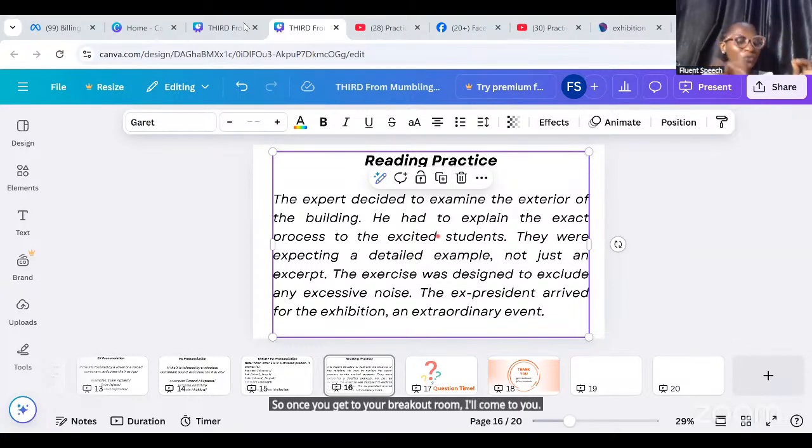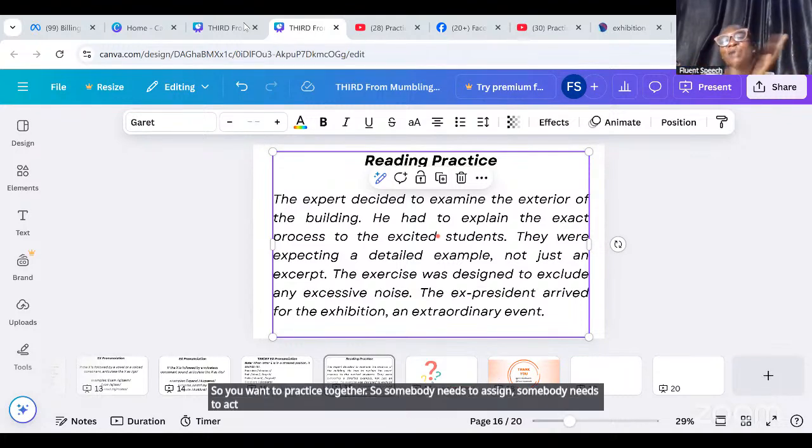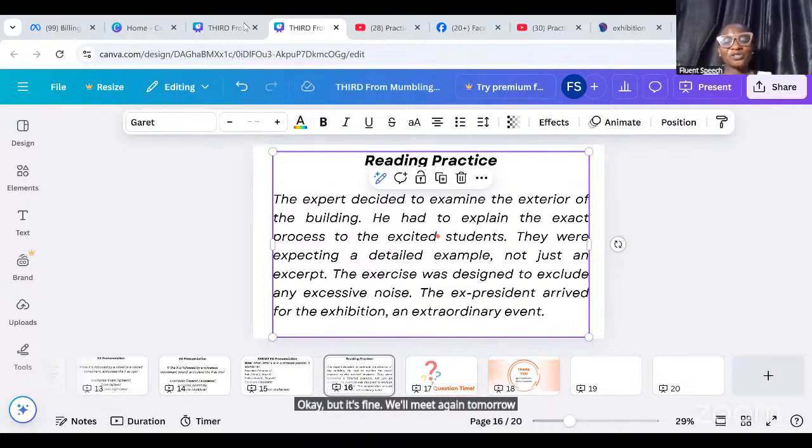Once you get to the breakout room, other people will be there as well. So you want to practice together. So somebody needs to act as the leader. Blessing Ijama, welcome. Kindness, welcome. So we have a lot of people joining for the first time. Nice to meet you. I would have done a proper introduction, but it's fine. We'll meet again tomorrow, then I will do the proper introduction.